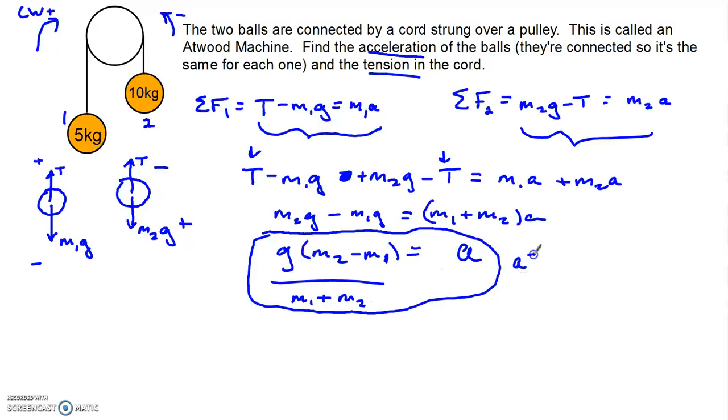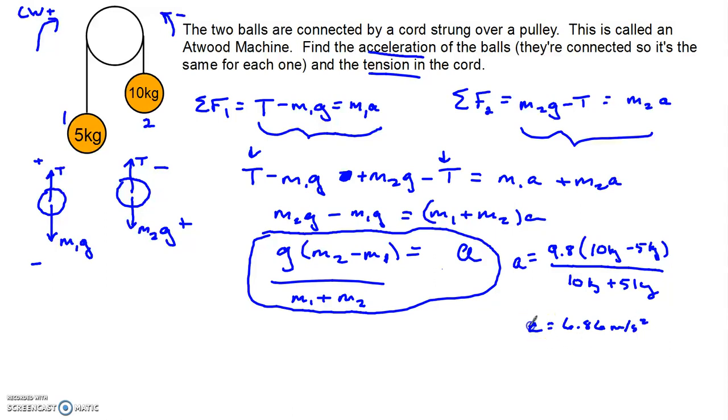So now to solve for the acceleration in this particular problem, it's 9.8 times 10 kilograms minus 5 kilograms divided by 10 kilograms plus 5 kilograms, and I get acceleration equals 6.86 meters per second squared. Okay, so there's the first part of my answer, and now I need to go back and find the tension.